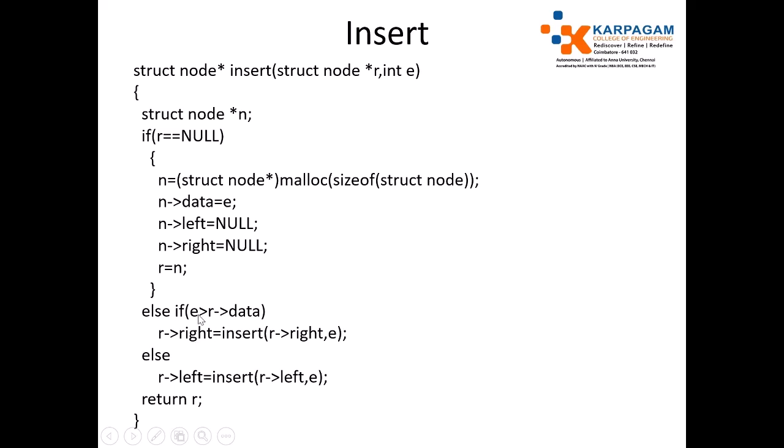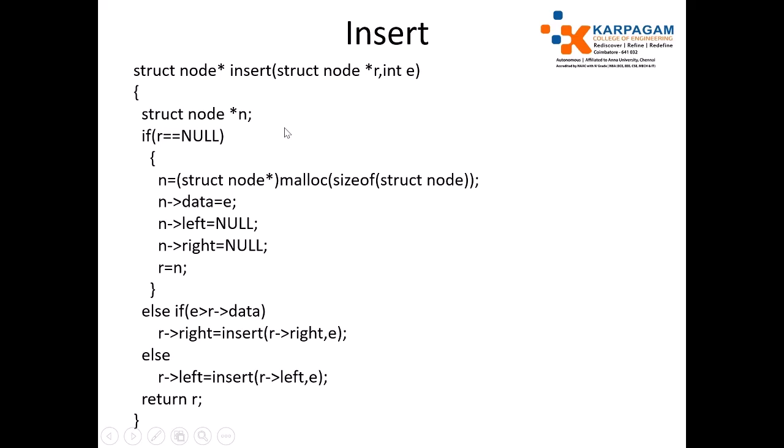If the element to be inserted is less than the root node's data, it will go left by passing the root of left comma element to be inserted. So which will return the address after inserting the element, and it's set to the root node's left. Okay. So finally it will return the root node address. Okay. In this way we can implement the insertion operation.